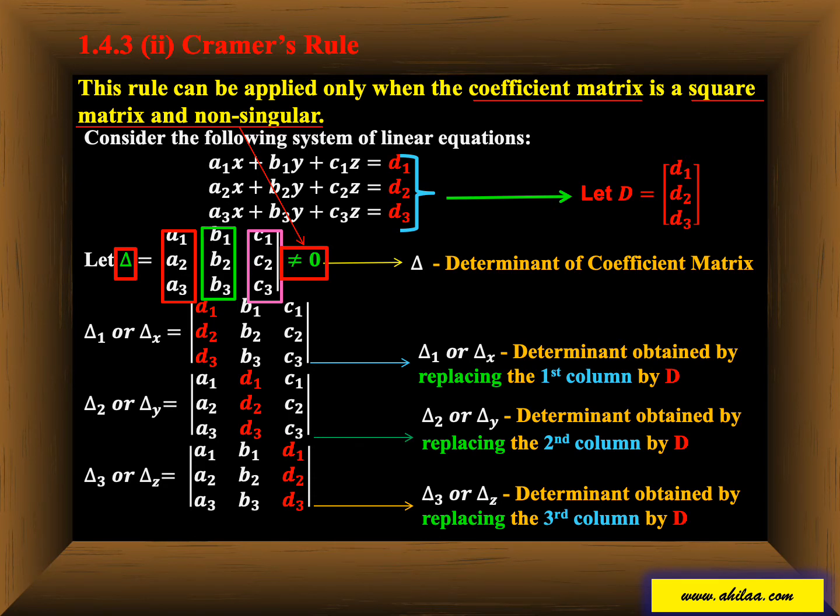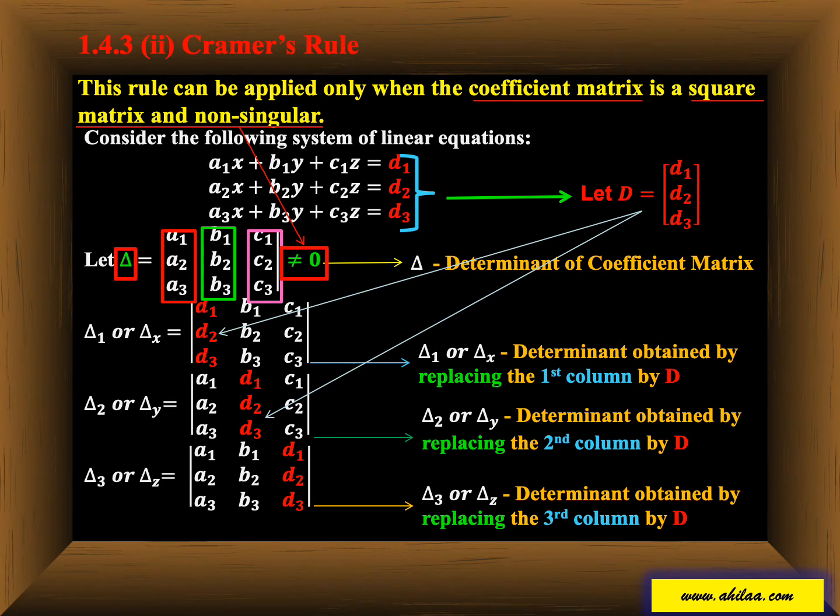Delta 1, delta 2, delta 3 are all numerical values, determinant values. First we are ensuring that delta not equal to 0. But it is not necessary that delta 1, delta 2, delta 3 should not be 0. It may or may not be 0. Okay. So how to get the solution now?